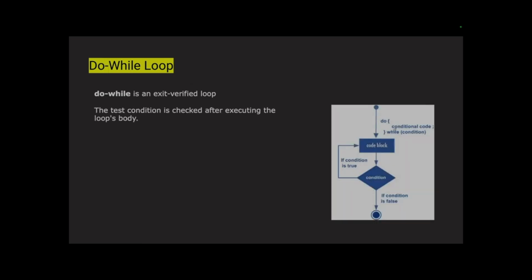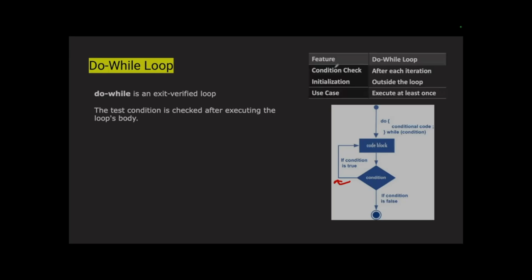Now the do while loop. Do while is an exit verified loop. While loop was entry verified, now this is exit verified. The test condition is checked after executing the loop body. Here you can see in the flowchart, the code block will first execute once, and only after that will it check the condition. If the condition becomes true, it will again execute that block, else it will terminate the loop. So until the condition is satisfied, it will continue to loop, but when the condition fails, it will exit.